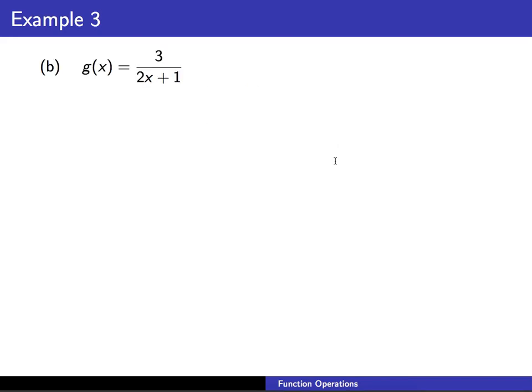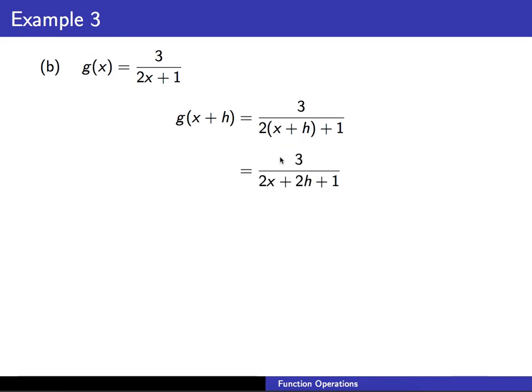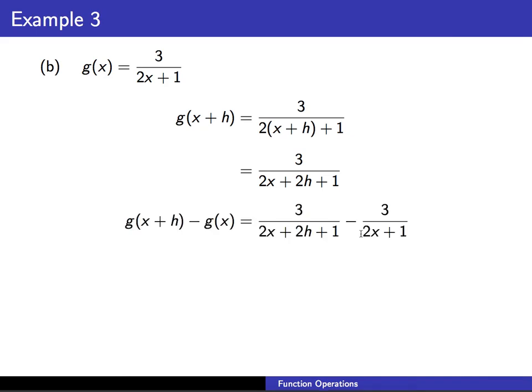All right, part B, g of x is 3 over 2x plus 1. So we're going to start by evaluating g of x plus h. 3 over 2 times the expression x plus h plus 1. A little bit easier to do this one because we just have to distribute the 2. And we get 3 over 2x plus 2h plus 1. All right, step 2, we're going to subtract our original function, so minus 3 over 2x plus 1. And then divide everything by h.